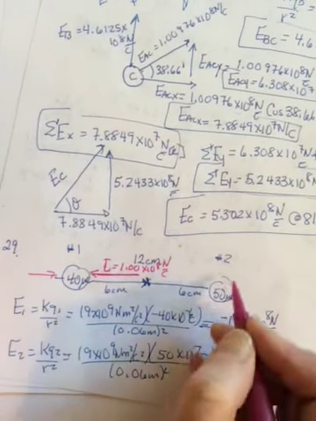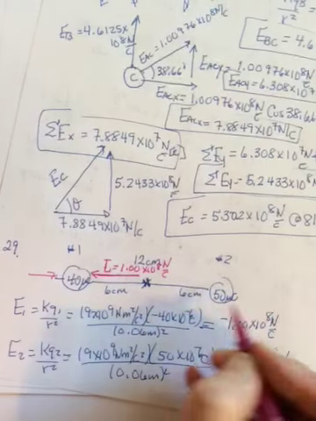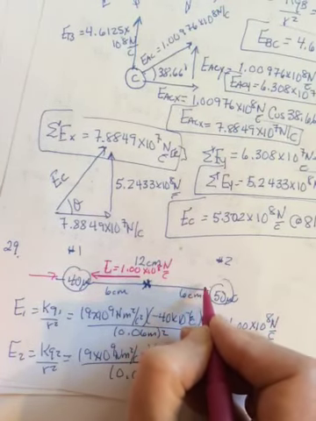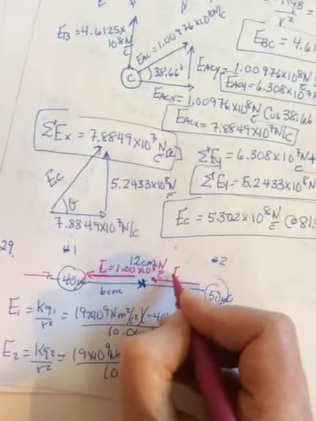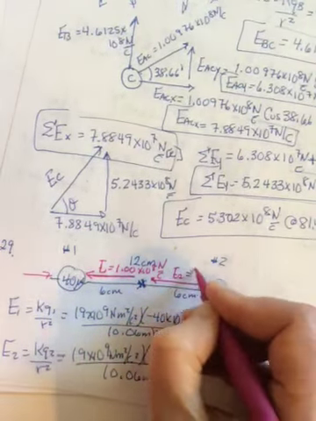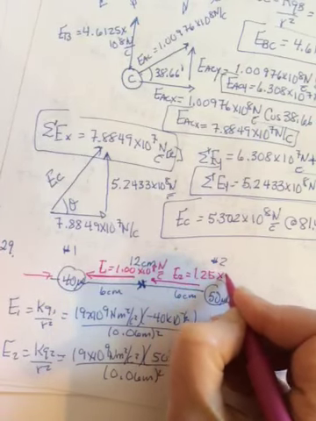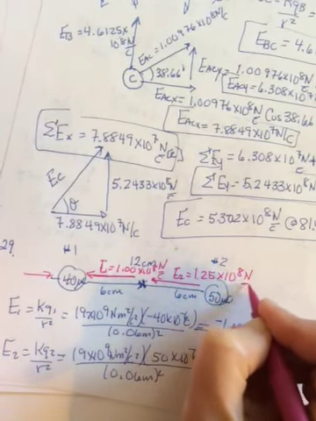How about E2? What's it doing? Well, it's a positive charge, and around a positive charge, the field's going out. So at this point, E2 is acting like this, 1.25 times 10 to the 8th newtons per coulomb.